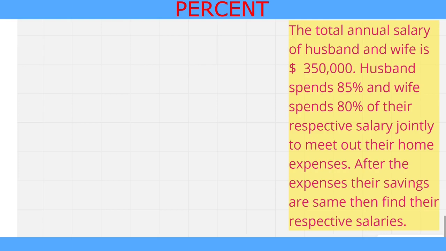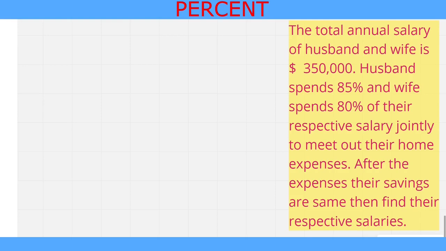Let us solve a few questions on salary, income and expenditure. Our question is, the total annual salary of husband and wife is $350,000. Husband spends 85% and wife spends 80% of their respective salary jointly to meet their home expenses. After the expenses, their savings are the same. Then find their respective salaries.